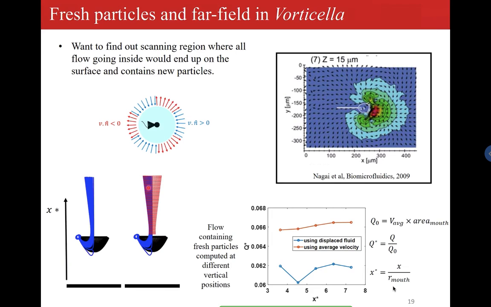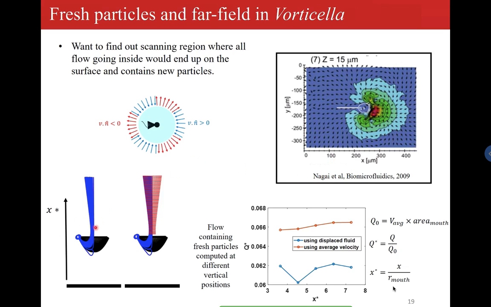Finally, we might want to find out a scanning region where all the flow going inside that region would end up on the surface and contains new particles. And the reason for doing this is similar to the Roper paper: we might have a model for the far field flows, and we want to know in what region in the far field we have flows that end up on the surface containing nutrient particles. Also, another reason could be that in experiments, it's easier to resolve flows farther from the cell compared to flows very close to the cell, as in this experimental work by Nagai.